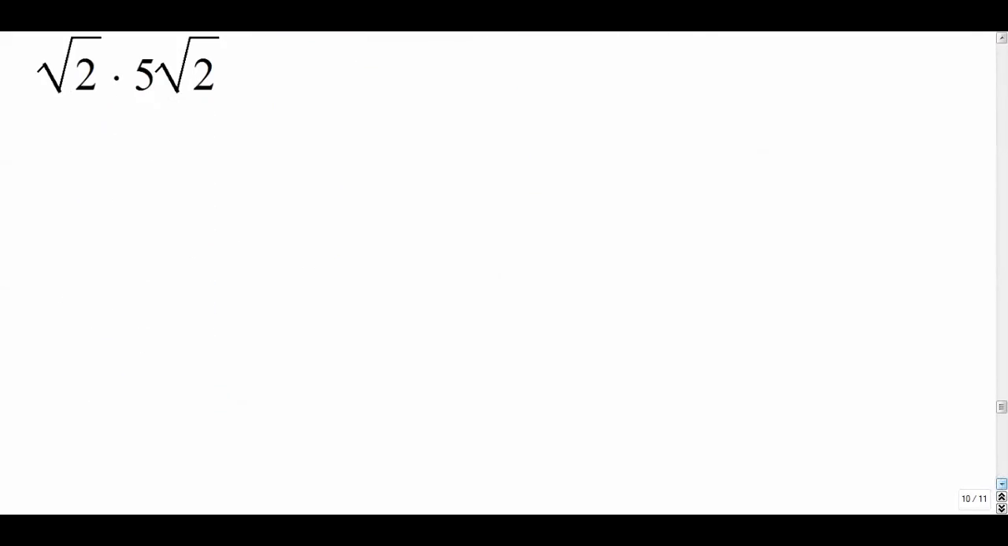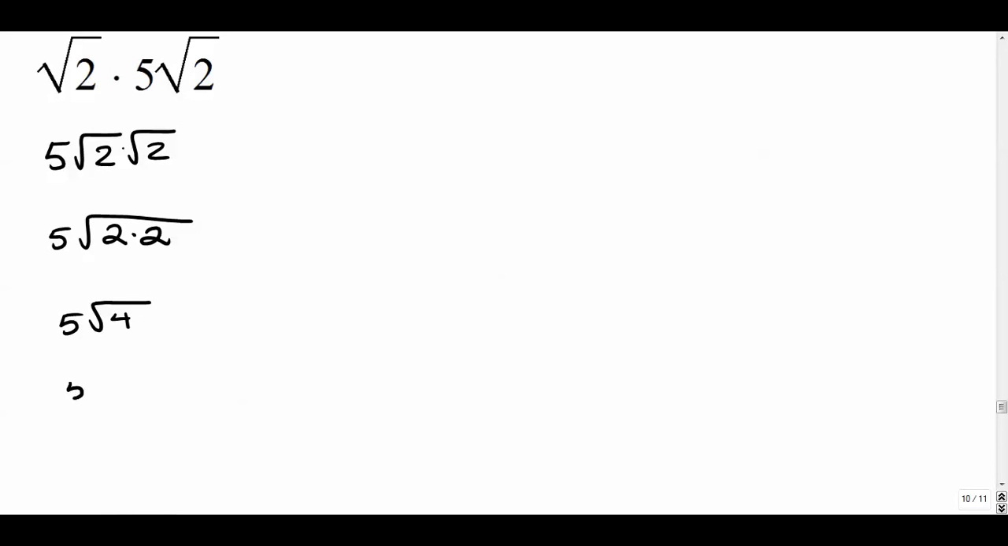What happens when you multiply radicals? The rule is pretty simple. You want to multiply the things on the outside, so 5 times, there's a 1 here, so 5 times 1. And then multiply the things that are on the inside. So I'm going to change it to look like this. I'm going to move them both inside. 2 times 2 is 4. The square root of 4 is 2. So my answer is 10.